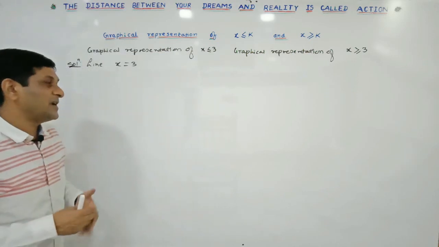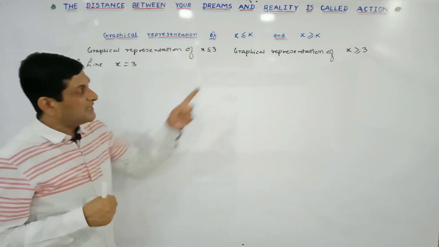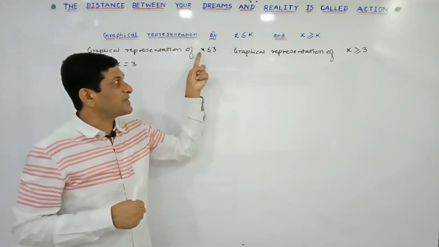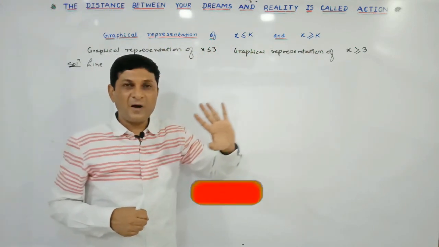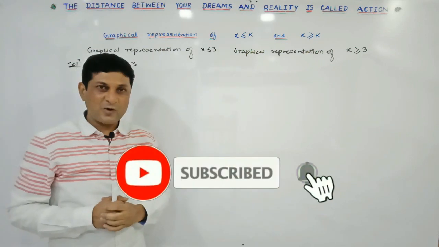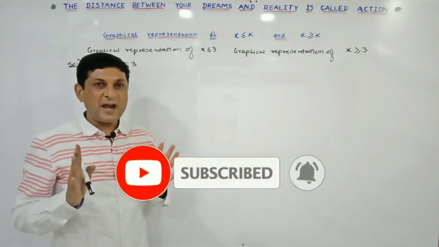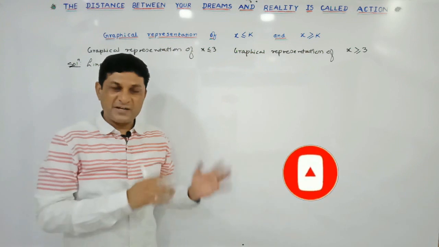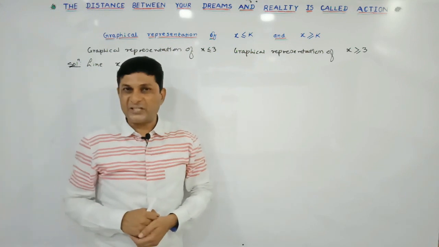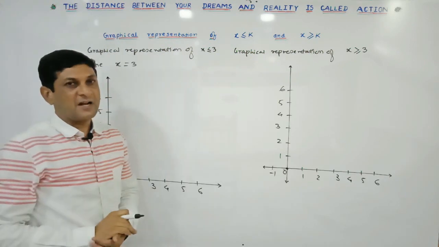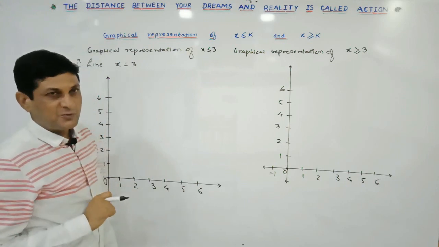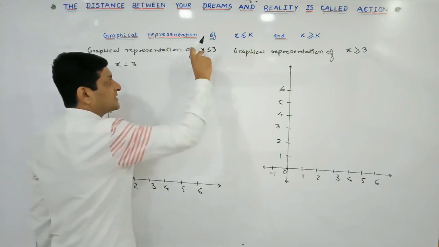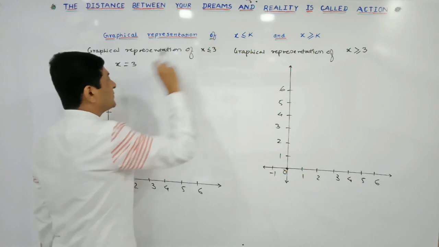So we are considering a simple example. Here I have replaced k by 3, so x is less than or equal to 3, or x is greater than or equal to 3. Let us try to find the graphical representation of these expressions. To find the graphical representation, first we have to draw the line. So here what is the equation of the line? x is equal to 3.